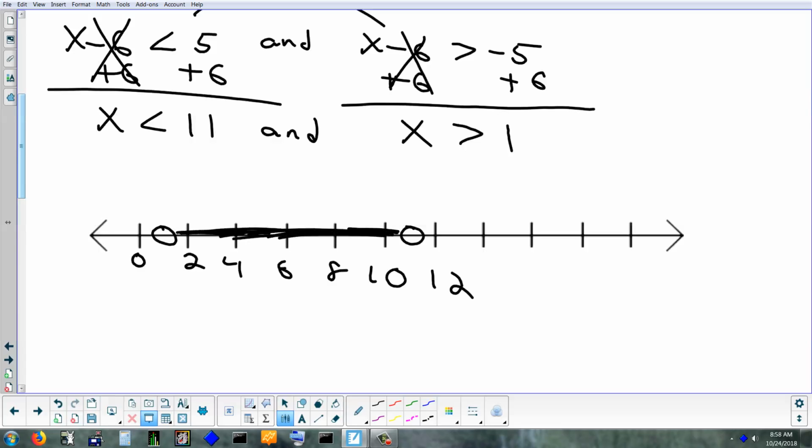The only mistake I really saw when I was walking around is people confusing the and and the or. Make sure you look back at the sign of the original inequality. If you're not sure, look at your chart, and it'll tell you what you have to use.